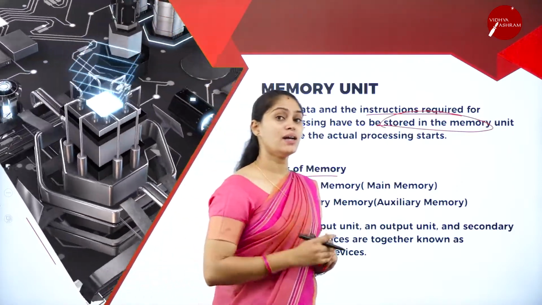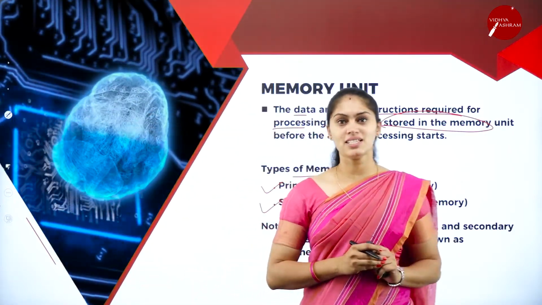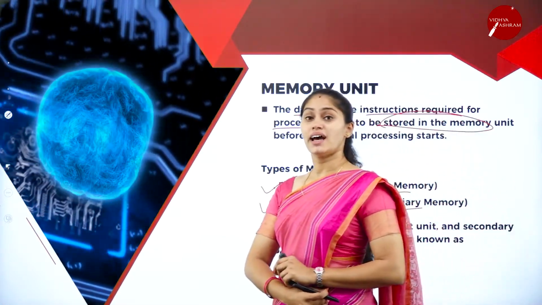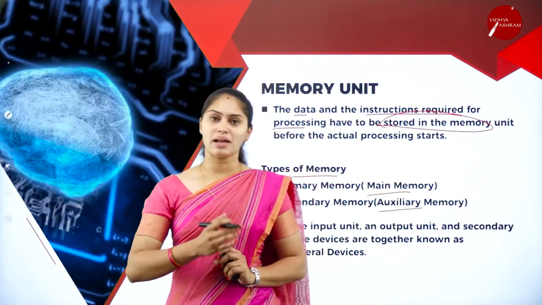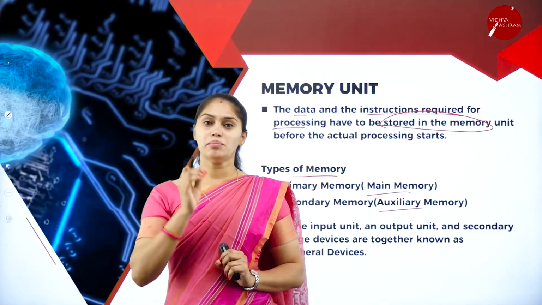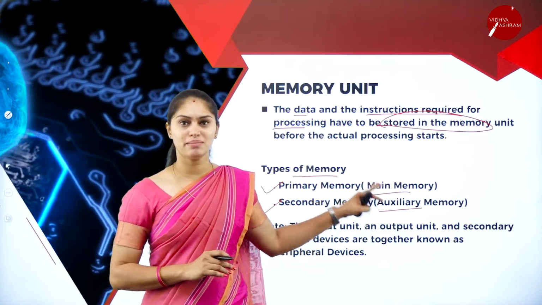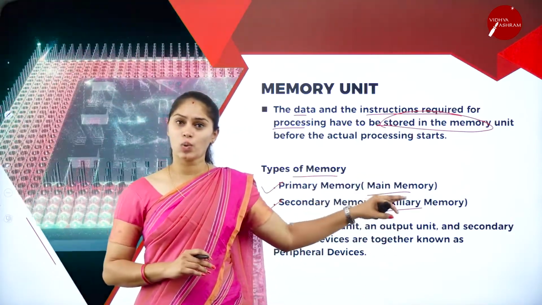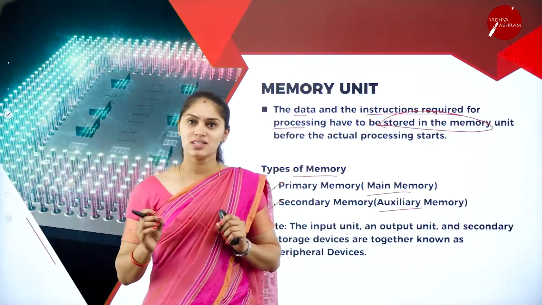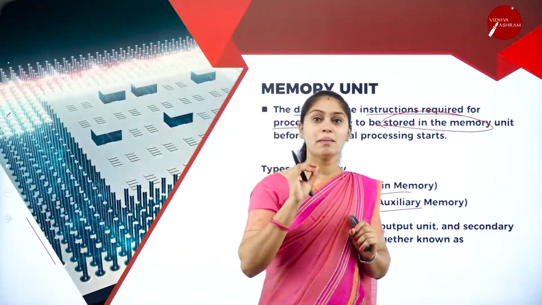So when it comes to the primary memory, that is also known as main memory. When it comes to the secondary memory, that is also known as auxiliary memory. For this primary memory, for example, if I want to store the data and information temporarily, at that time I require this main memory, which is required for instant processing. At that time, data and programs will be stored in this main memory.